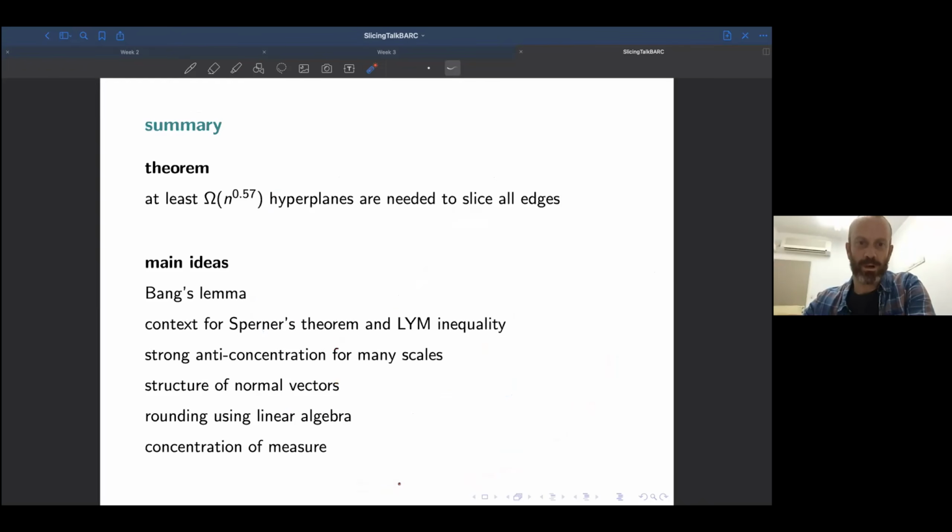Okay, so we go this way. So this is what we want to prove, the lower bound. And there is a list of ideas, and I explained 2 of them.